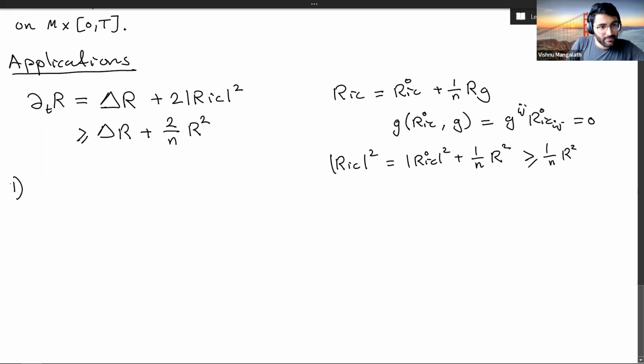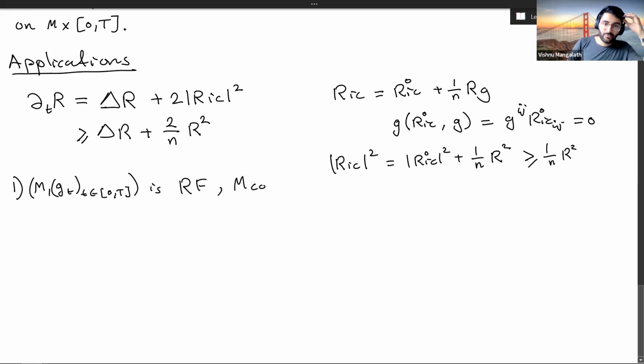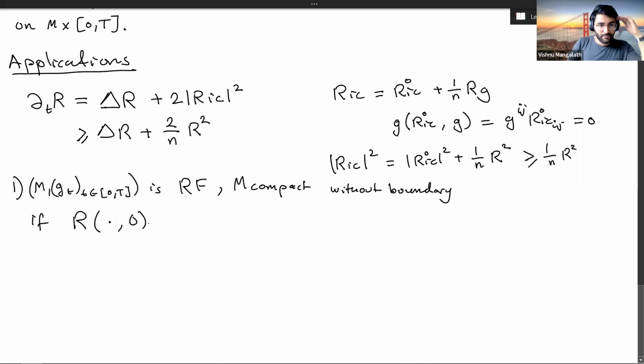So, first application. Let (M, g(t)) for t in the interval [0, T) be a Ricci flow, and let M be compact without boundary. Then if the scalar curvature at time 0 is greater than or equal to c, it's greater than or equal to c for all time.